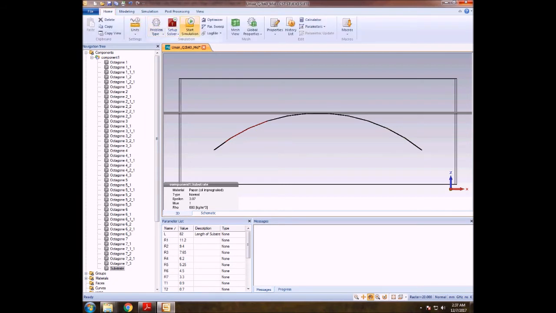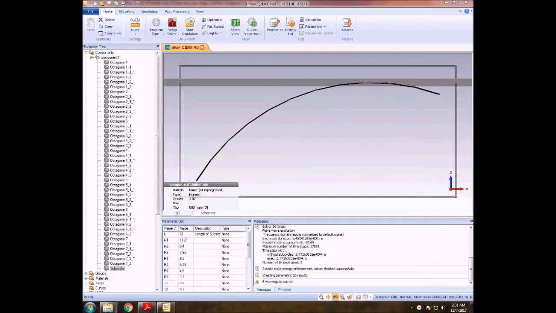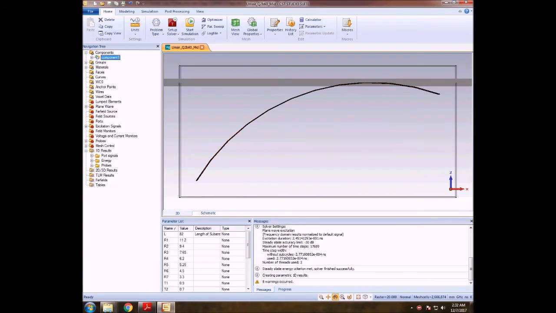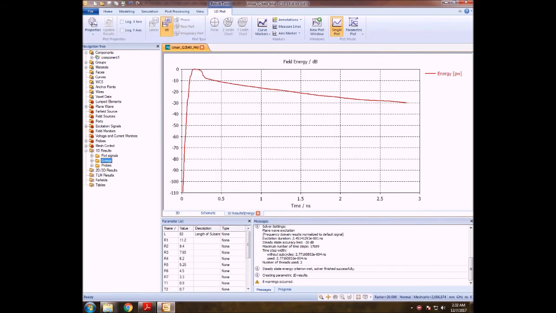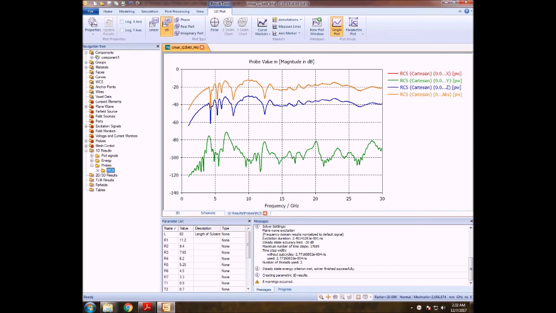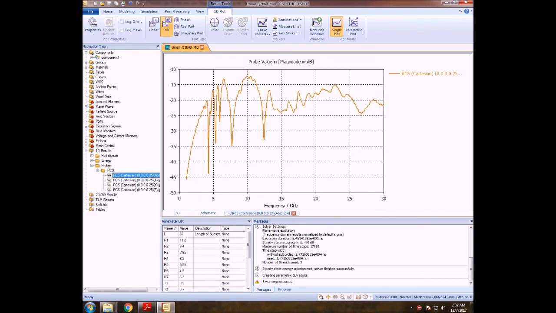Now we have to run simulations. Simulations for this are completed and now we will see the results. This is the port signal, energy signal and the RCS signal. For absolute value, this is the absolute RCS signal. We got 4 dips between 2 to 10 gigahertz.